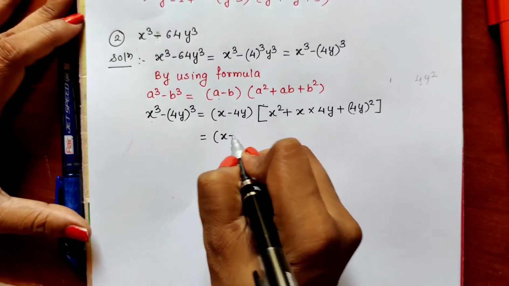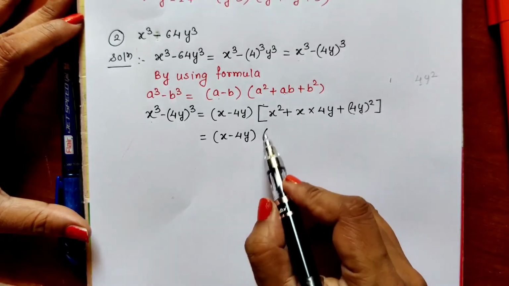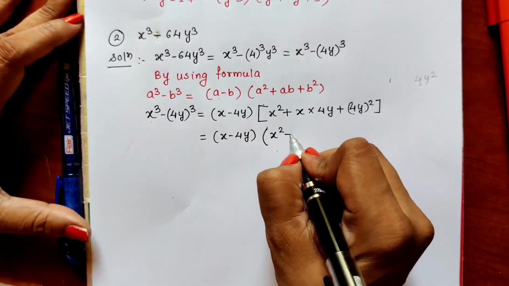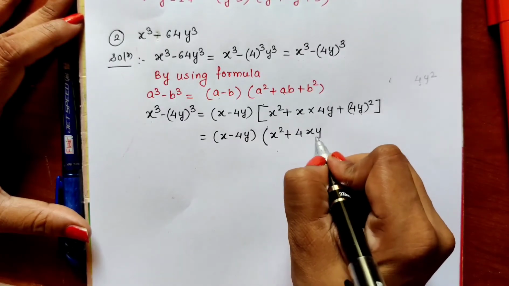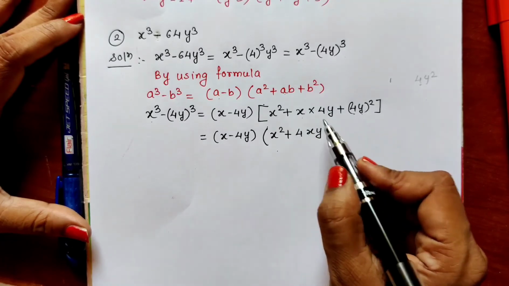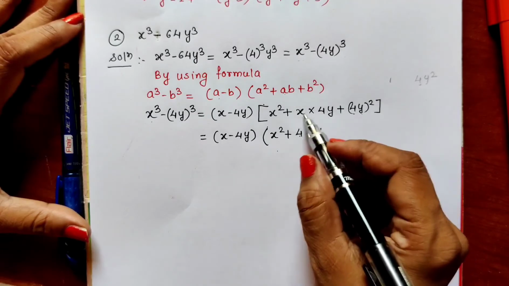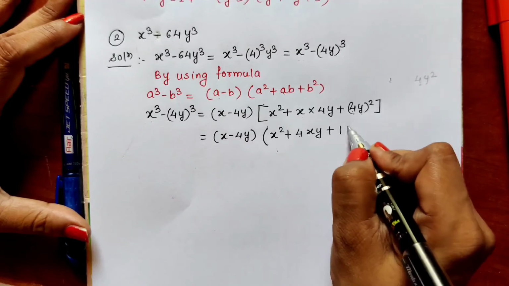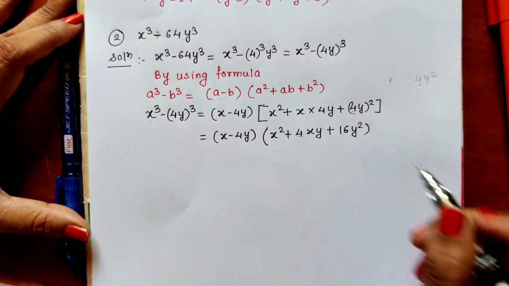Now x minus 4y, the first bracket, we write as it is. In the second bracket we write the round bracket. The first term is x square, as it is, plus x into 4y will be 4xy. In alphabetical order x comes first, after that y, so we should write x first and then y, and the coefficient always in the beginning. So it is 4xy plus square of 4 is 16, square of y is y square. So it is 16y square.